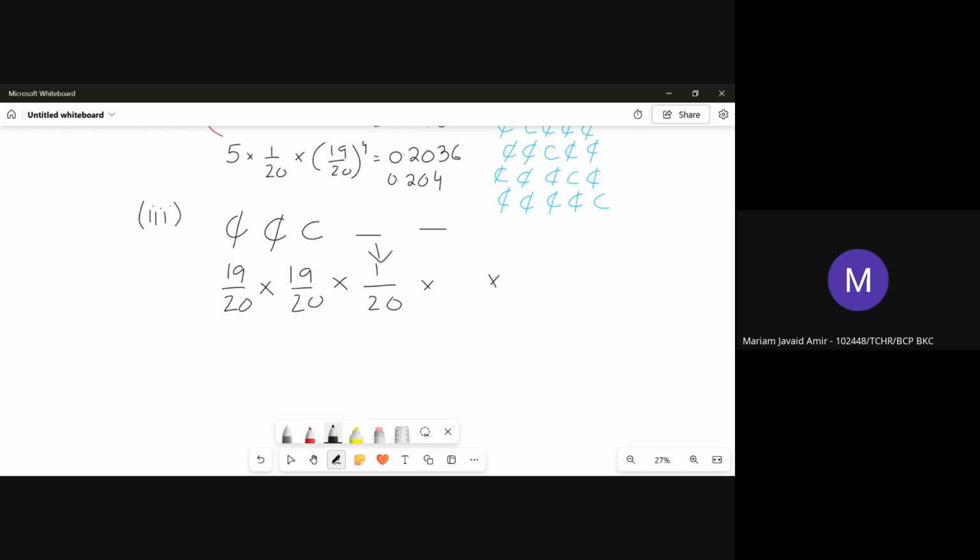In the next one, the probability is going to be 20 out of 20, because one of those same 20 will come, and then again one of those same 20 will come. So even if you don't write this, it doesn't make any difference. So the answer is going to be 0.045125, which we round to 0.0451.